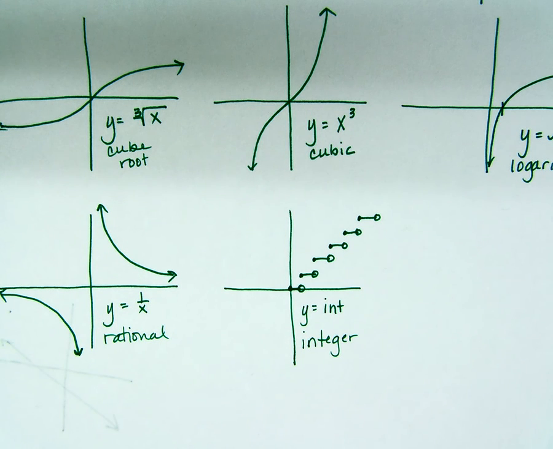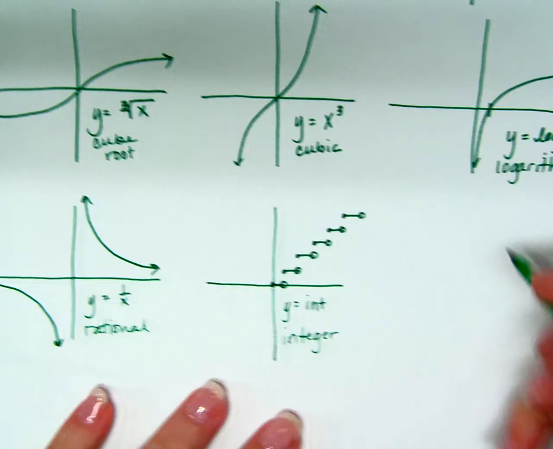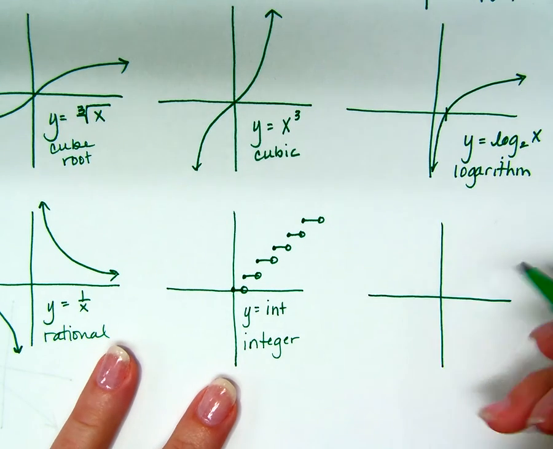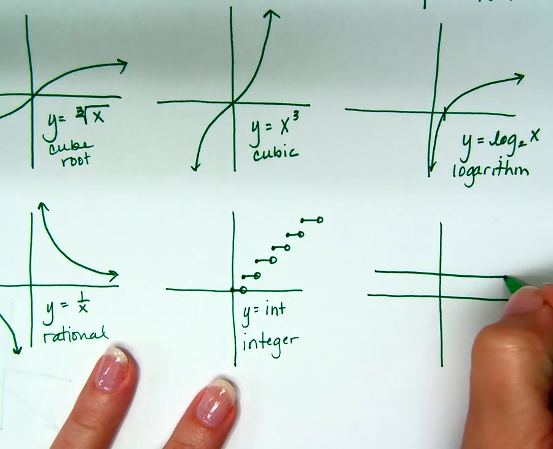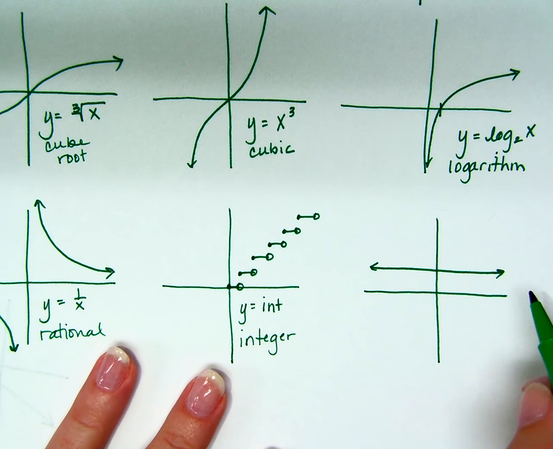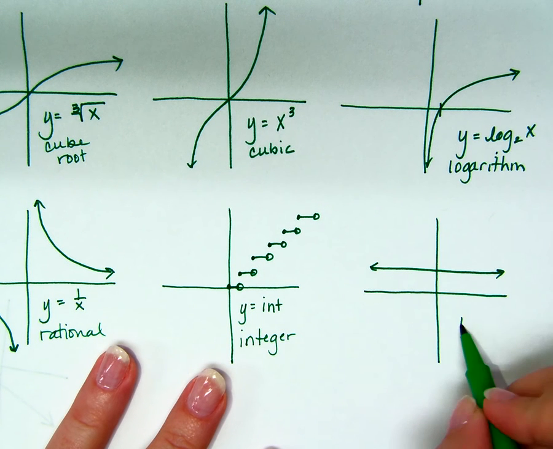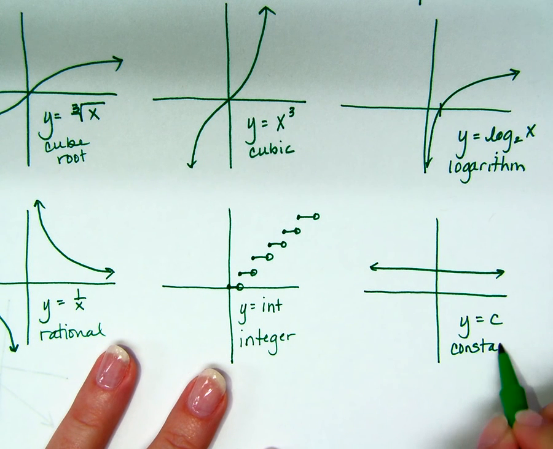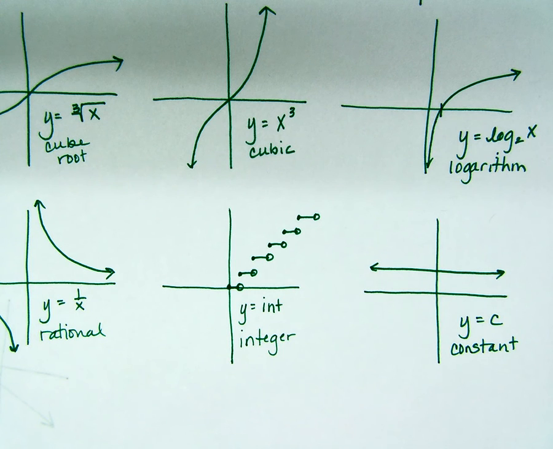The ones in the book, let me draw one more because there is one more in the book. And that's y equals c, and that's a constant.